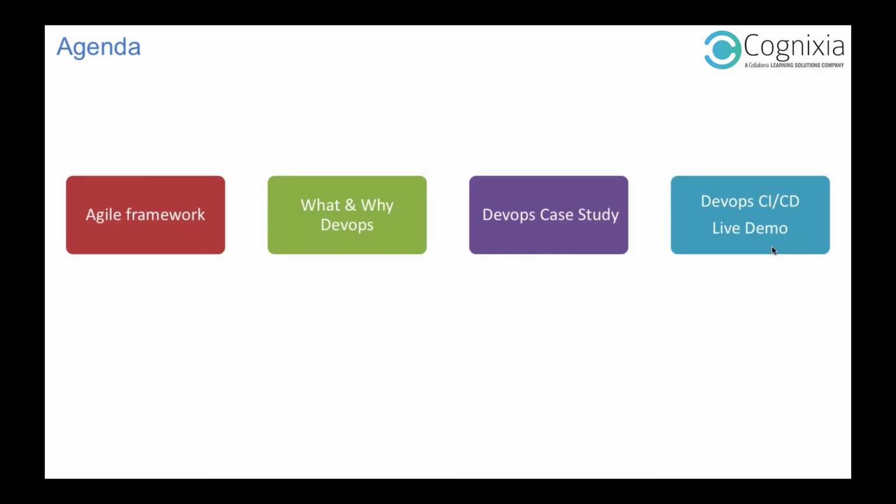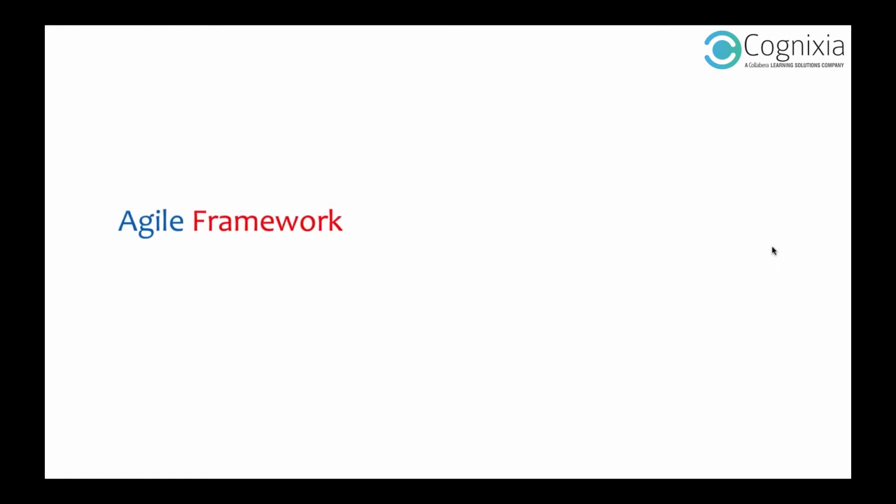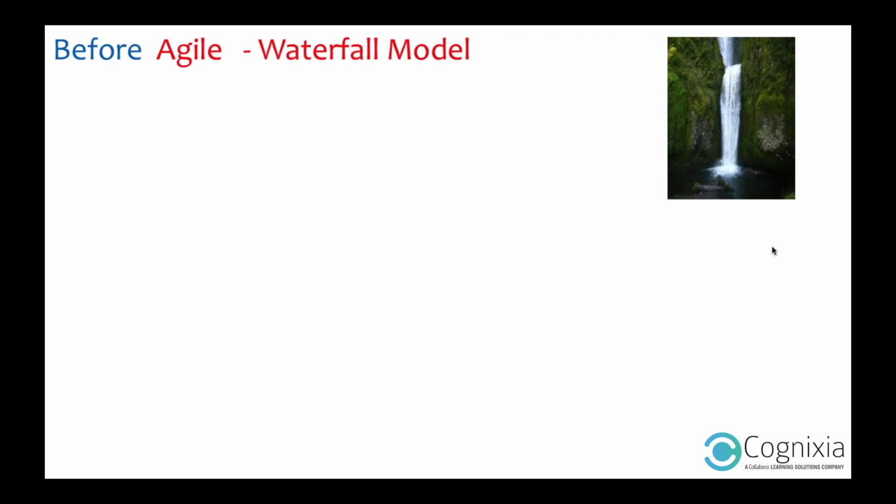So let's get started. Now coming to the Agile framework, prior to Agile as a software development, we had something called the waterfall model. So it all started with the waterfall model. During your engineering colleges or anything, if you are software associated, you would have learned this term, waterfall software development lifecycle. So basically this model is prior to Agile.